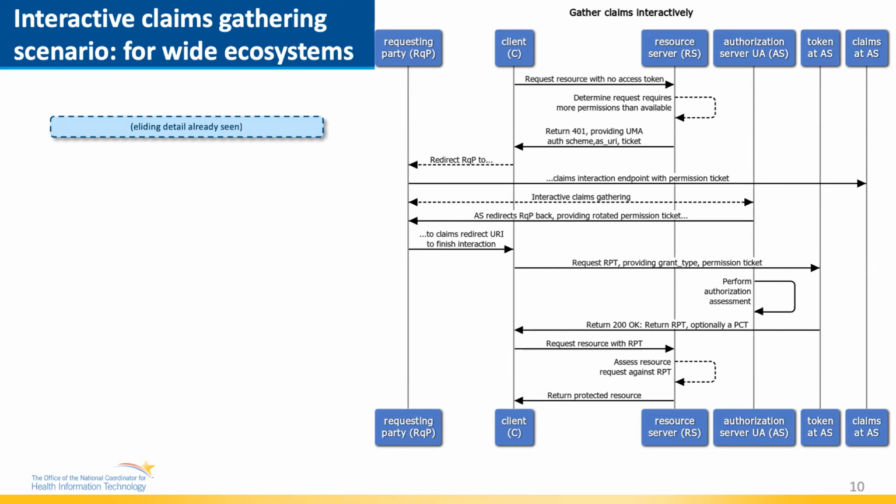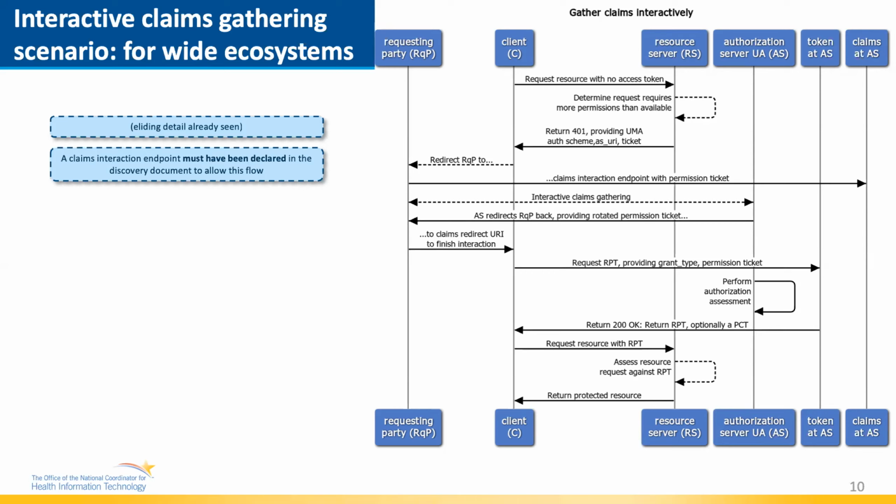So I'm skipping detail we've just seen. This time, Bob's client is going to send Bob over to the authorization server saying, I got no help for you. Go have fun at Alice's authorization server. It's going to check you out. And it's going to send Bob to a claims interaction endpoint, which is going to have to have appeared in the authorization server's metadata. Otherwise, the client doesn't know where to send Bob.